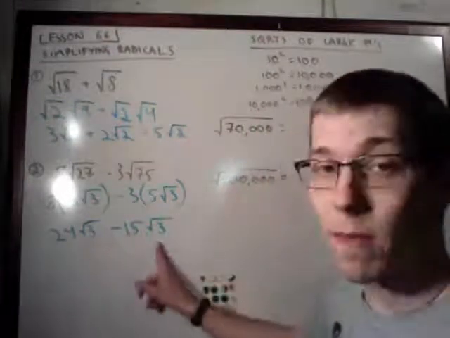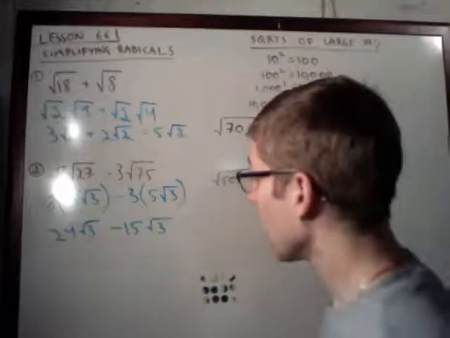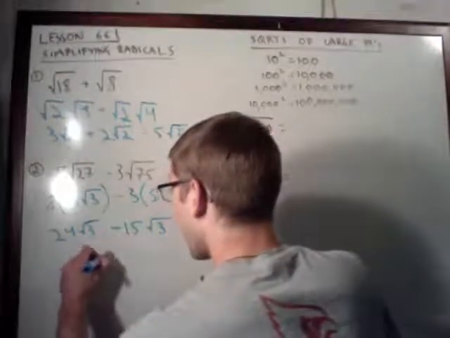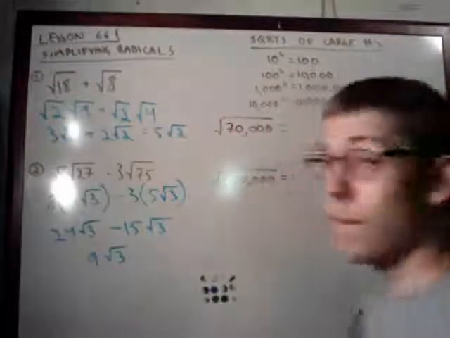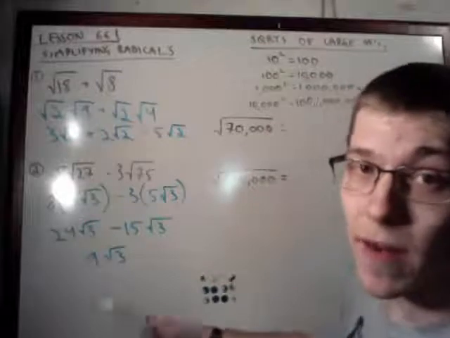We've got radical 3 in both of them, so we can subtract here. 24 minus 15 leaves us with 9. Our answer is 9 radical 3. That's it. Don't be tempted because 9 can be divided by 3.